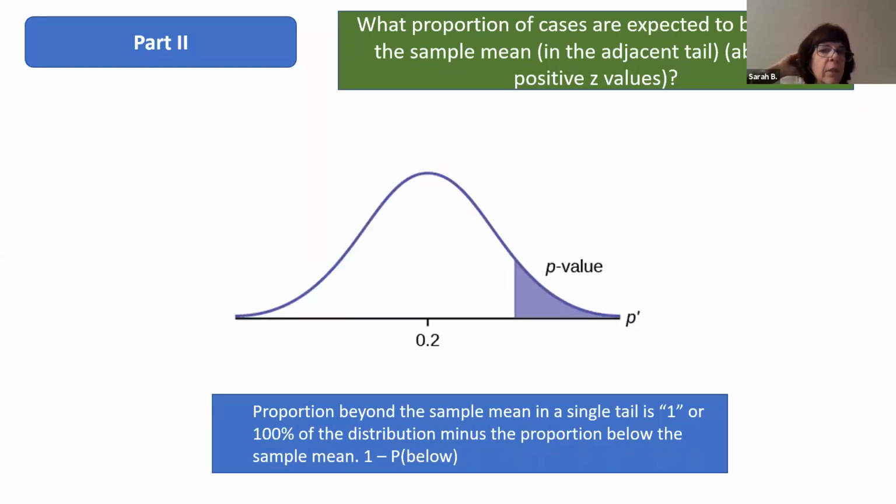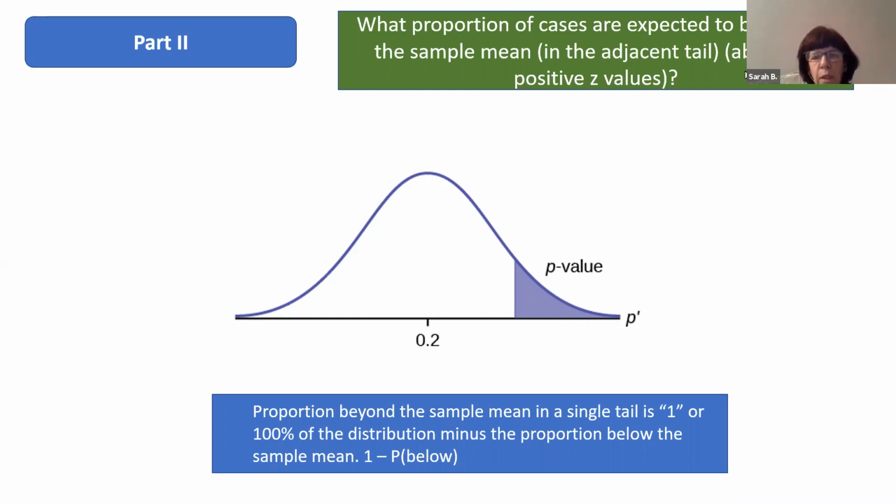Hello, and here we are for part 2 of the explanation of how to calculate proportions in the unit normal distribution given z-scores. I believe we already did how to find the proportion of cases below a given z-score. The question now is how to find the proportion of cases that are expected to be beyond the given z-score, or the sample mean as represented by its z-score.